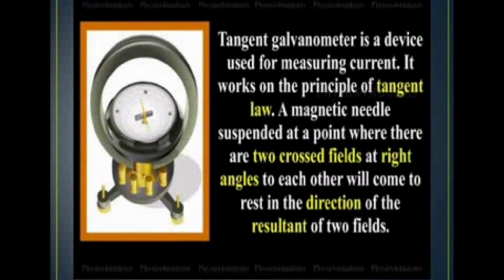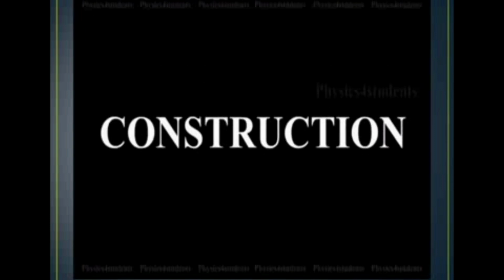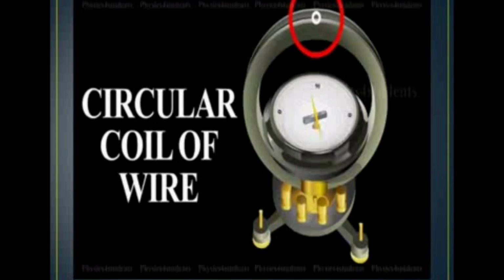A magnetic needle is suspended at the point where two cross fields are at right angles to each other. It will come to rest in the direction of the resultant of the two fields. So there are two cross fields, perpendicular to each other. If we place a needle in those fields, it will come to rest in the direction of the resultant.